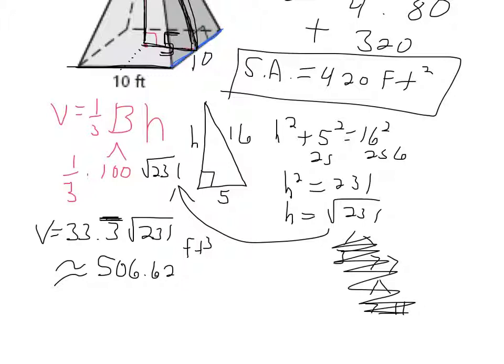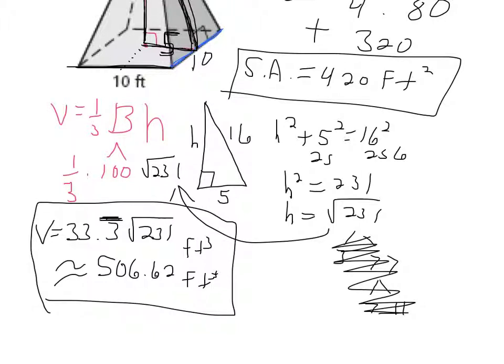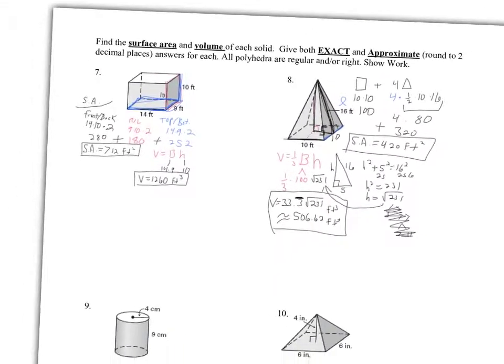This would possibly be another one where if you didn't give me the exact answer, I'd probably be okay with it, just because it's not very practical to say 33 and 1/3 radical 231. It's hard to get a sense of how big or small that number is, where 506.62, even though it's rounded and not exact, is more practical. It gives you a better sense of how many cubic measurements are in there. How many cubes could you fit in there?